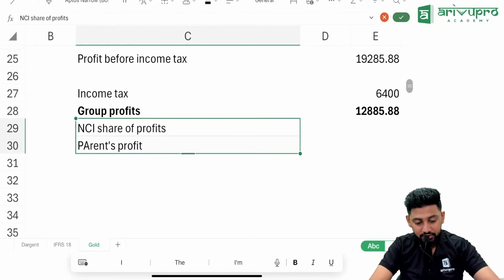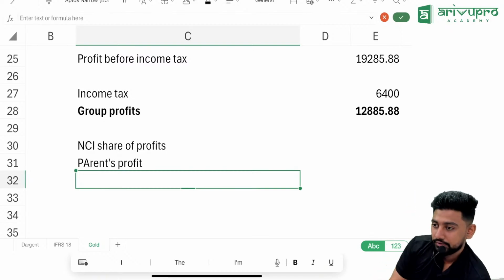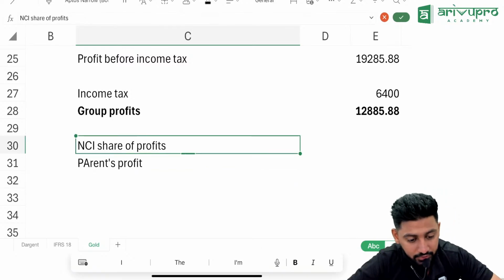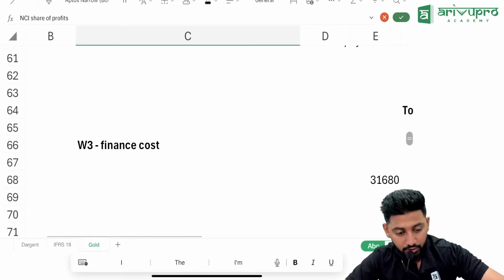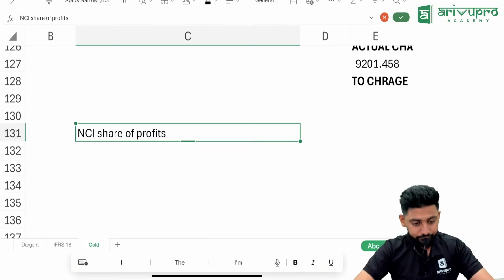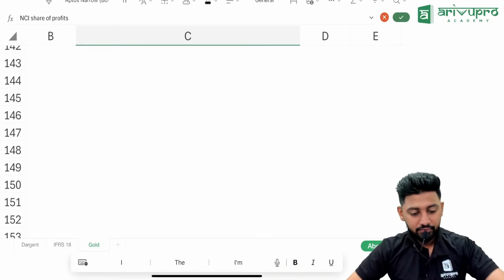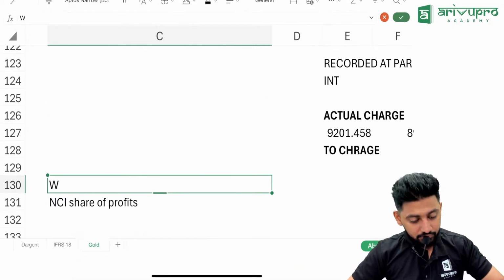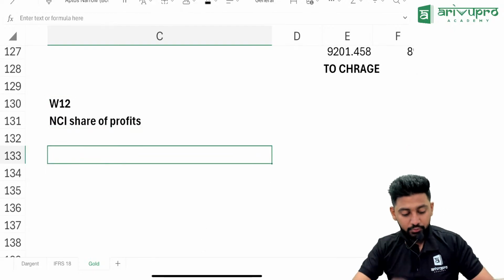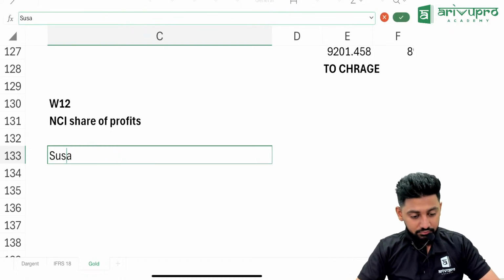Now I need to calculate my NCI share of profits and my parent's profits, and then I also have goodwill to calculate. Right here, my NCI share of profits will be my next working. So I go down, working number 12. Where is that? Working number 12, I have NCI share of profits. To get NCI share of profits, what do I need? I need subsidiary's profits.